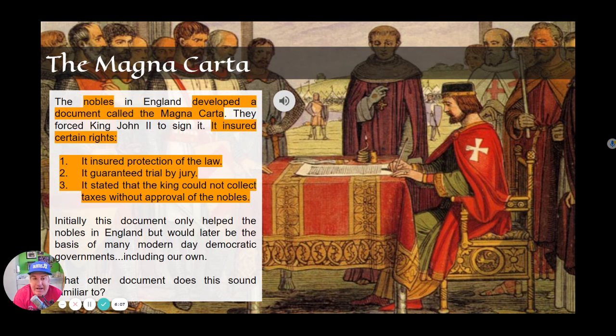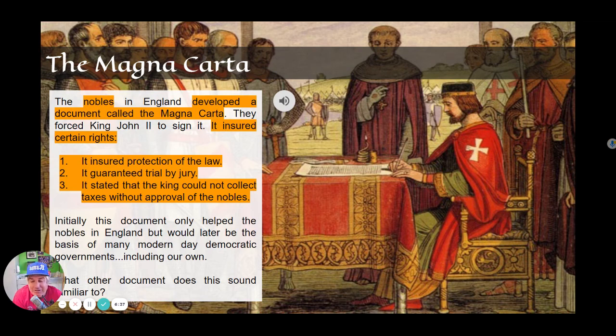It guaranteed trial by jury. So they couldn't just say, hey, you're convicted. You had to have a jury to convict you of a crime. And it stated that the king could not collect taxes without the approval of the nobles. So the nobles might have been all right with some of the taxes. However, they weren't all right with others. So they wanted a say in which taxes the king could collect. Initially, the document was only to help out the nobles, but it did help out everybody in the end.